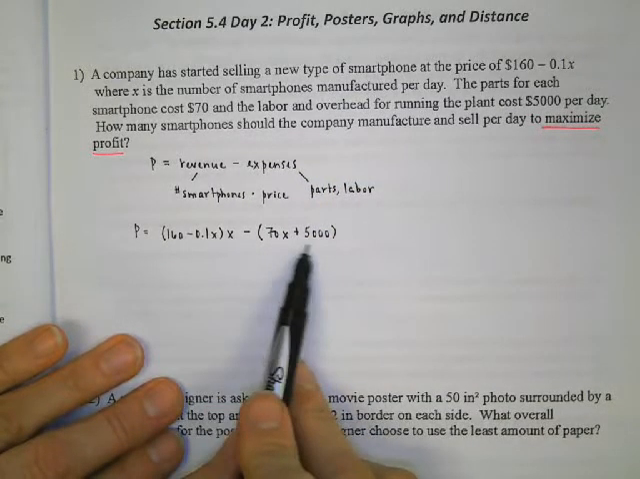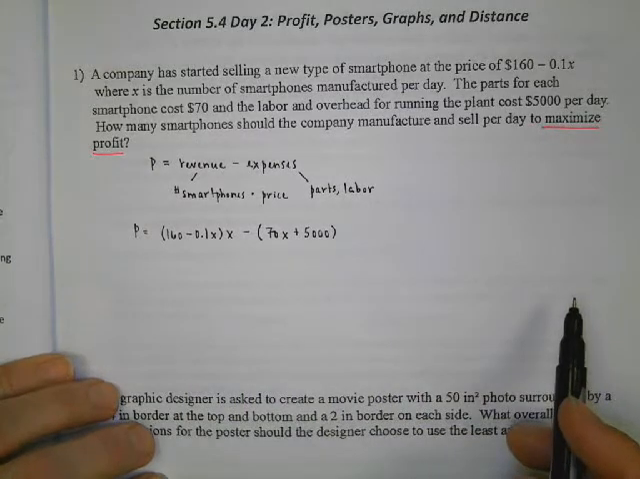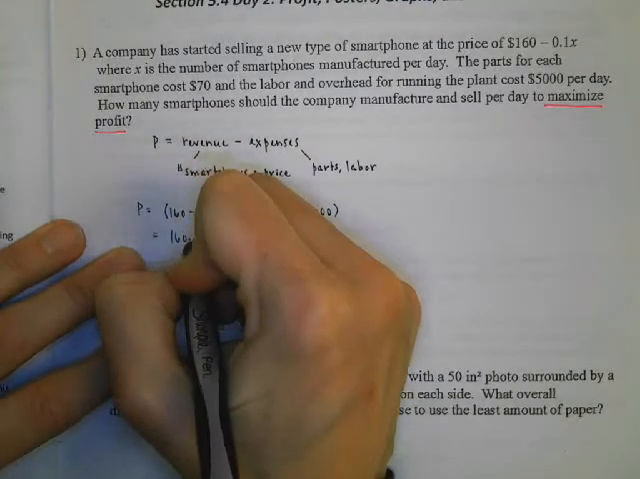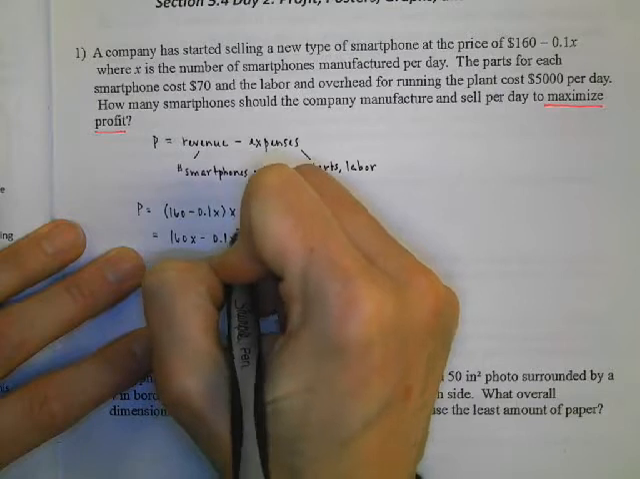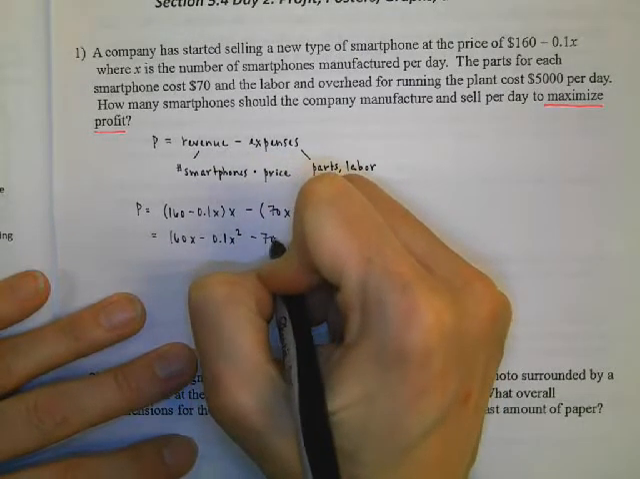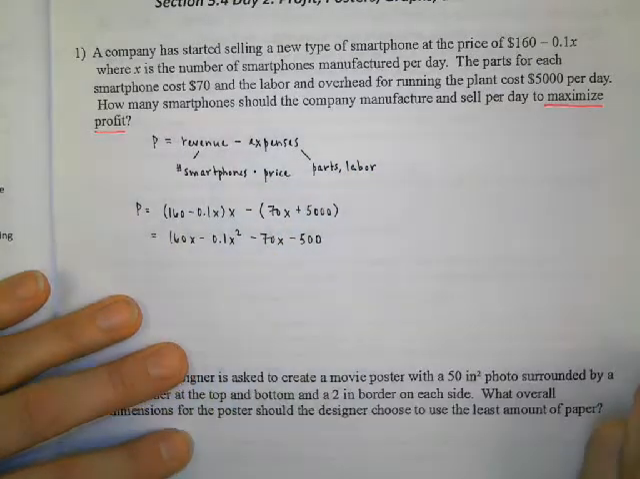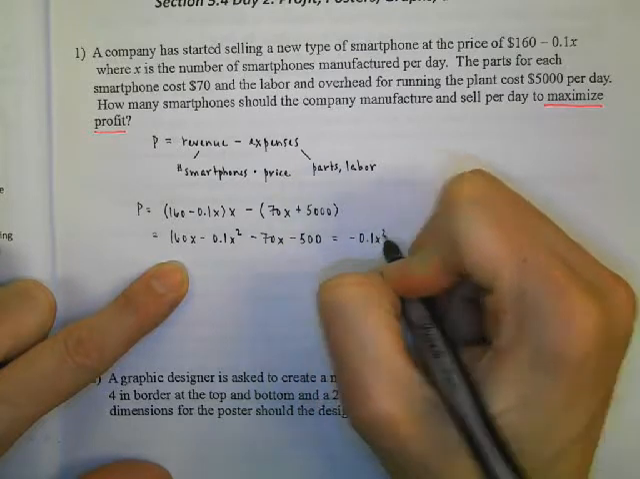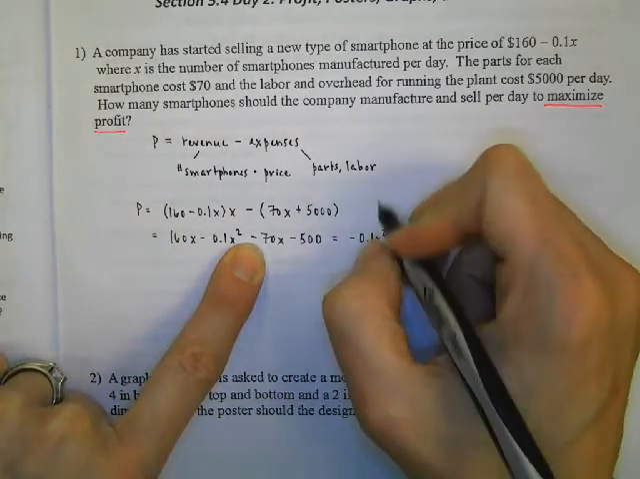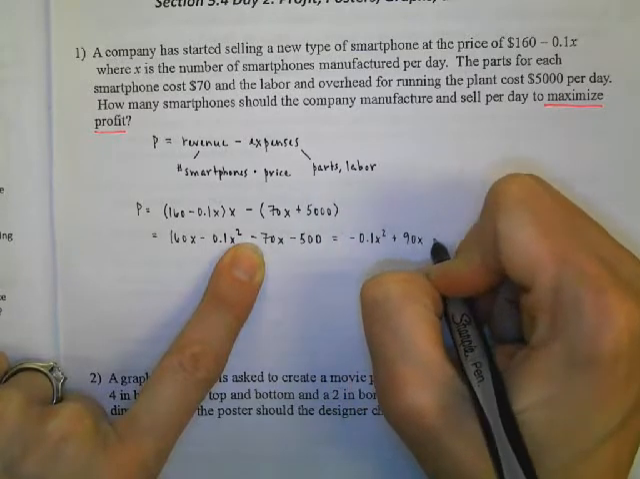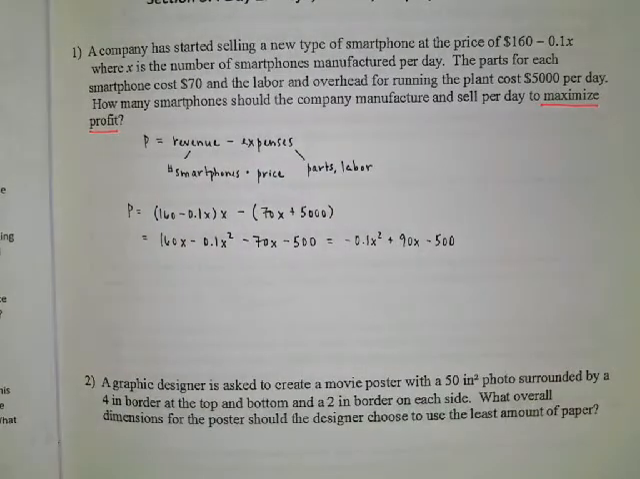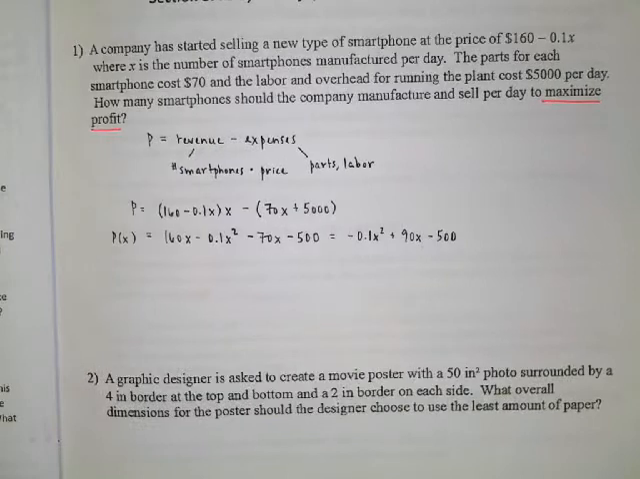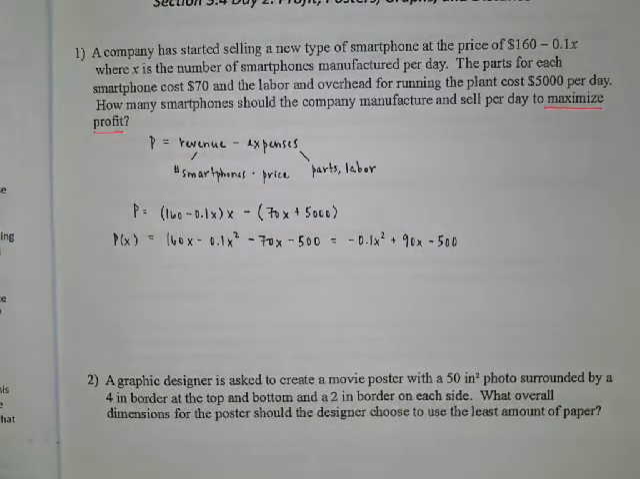So I have my revenue here and my total expenses here. So that's going to give me a function for my profit. So I'm going to simplify. I have 160x minus 0.1x squared minus 70x minus 5,000. And I'm just going to combine my terms, do a little rearranging. So negative 0.1x squared, 160 minus 70 is going to give me plus 90x minus 5,000. So there's my profit equation. And it's nice because I only have the variable x to work with. I didn't need to worry about a second equation.